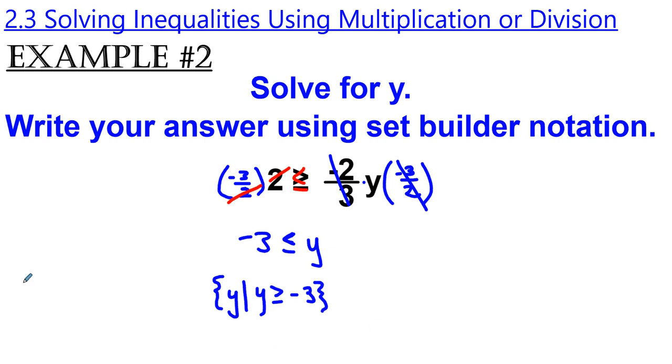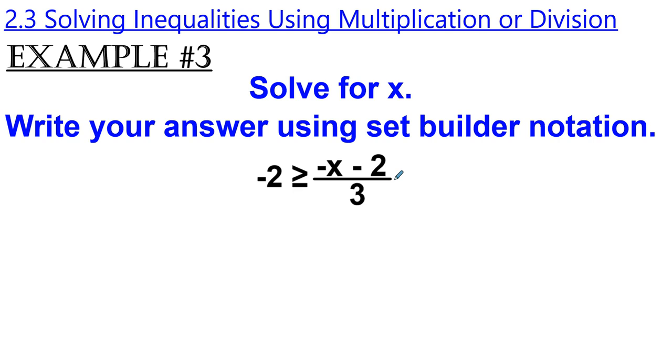All right, the last example I have for you today, we have to undo division. So we're going to multiply both sides by 3. But I don't need to flip my inequality symbol. The reason I don't need to flip the inequality symbol is because I'm not multiplying by a negative, I'm multiplying by a positive. I'm multiplying both sides by a +3. So these 3's cancel. I still keep the inequality symbol the same way because I'm not multiplying by a negative. I get a -6 on the left side and a -x - 2 on the right.